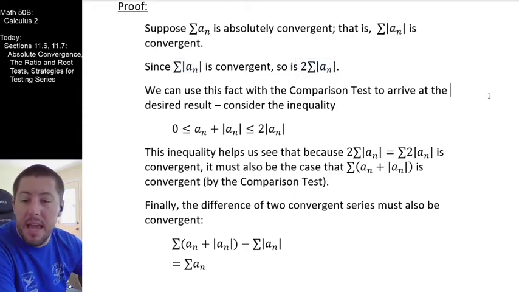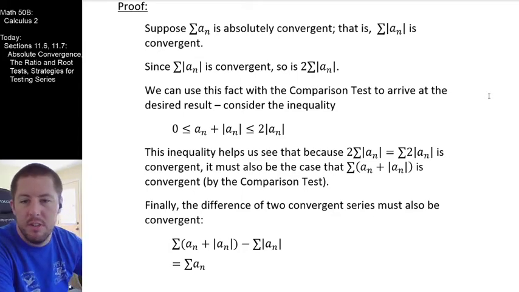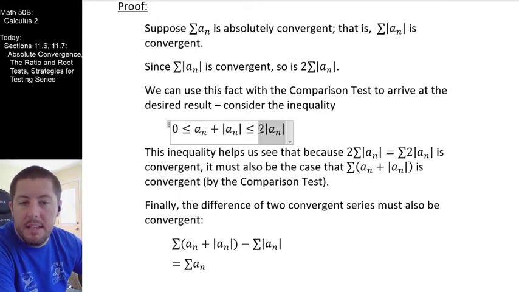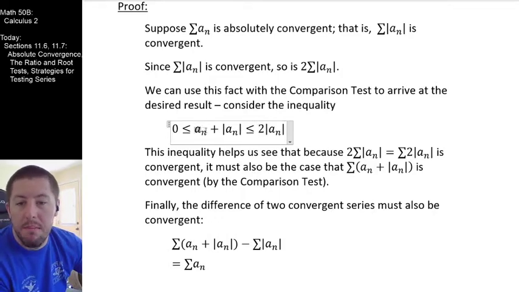It is never going to be the case that multiplying by 2 a single time is going to push you over the threshold from convergent to divergent, right? You're just getting 2 times whatever the previous number was. We can use this fact in association with the comparison test to arrive at the desired result, so let's consider this inequality. What we're seeing here is that 2 times the absolute value of the a sub n's is the upper bound for the sum of the original series and the absolute value of the series.